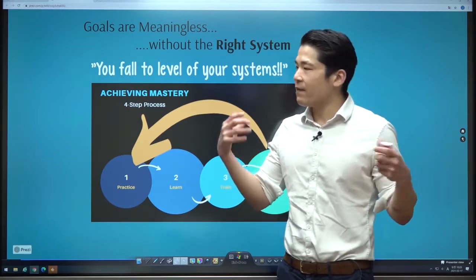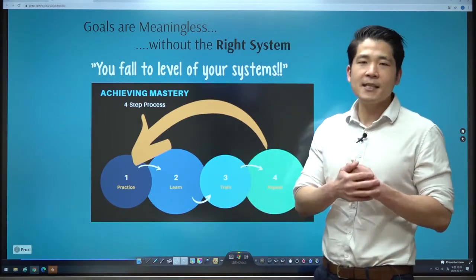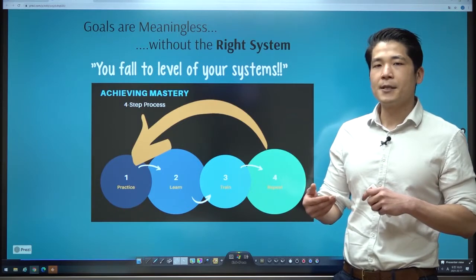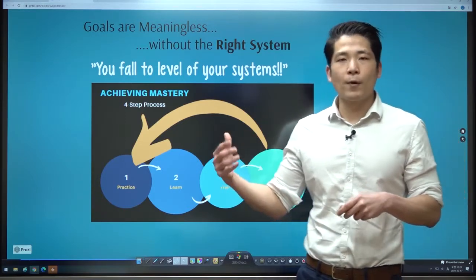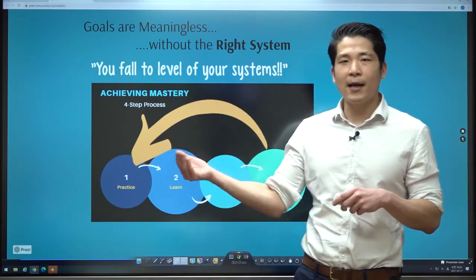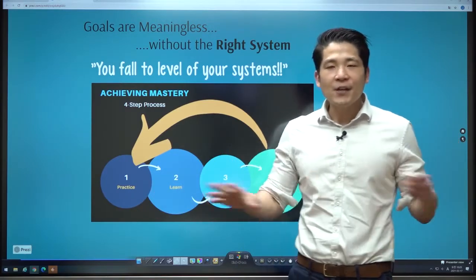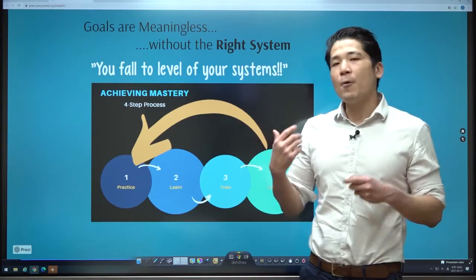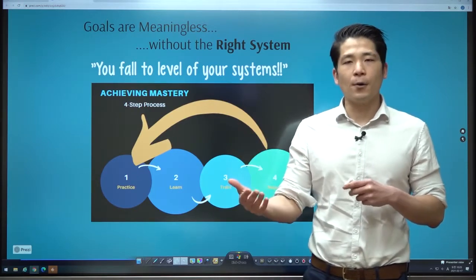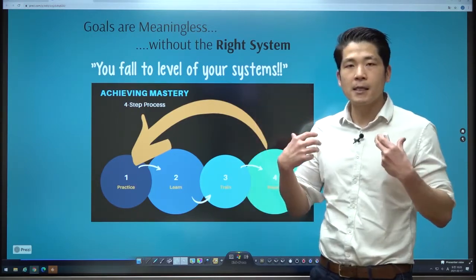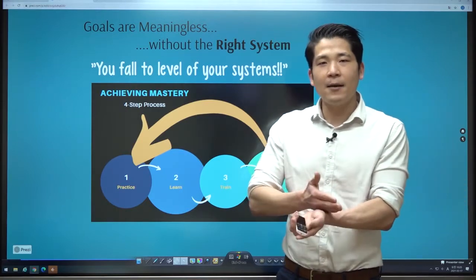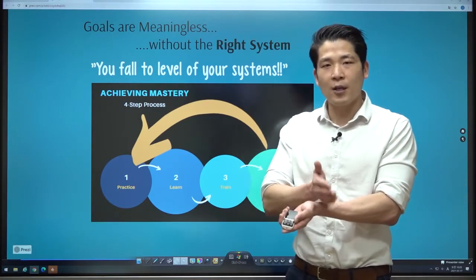One of my favorite quotes is that goals are meaningless without the right systems in place. You can have all the goals in the world. I want to win the gold medal. I want to get a perfect score on the ACT English test. But you won't be able to achieve any of those goals if you don't have the right systems in place. The systems are the day-to-day processes, the day-to-day work that you put in.